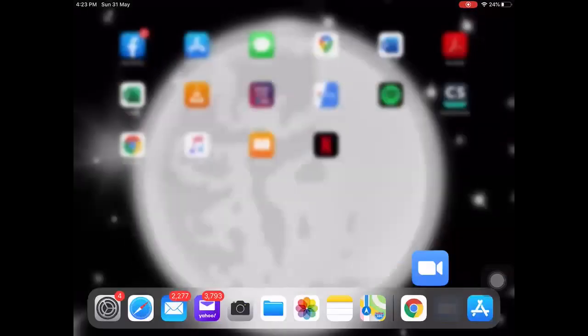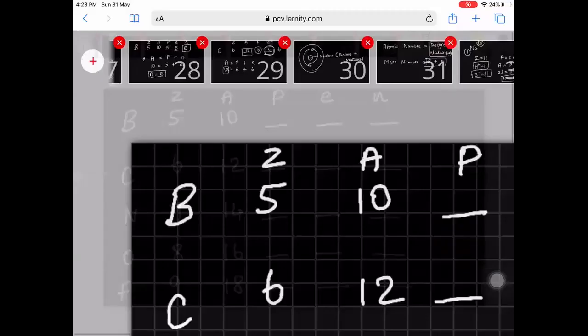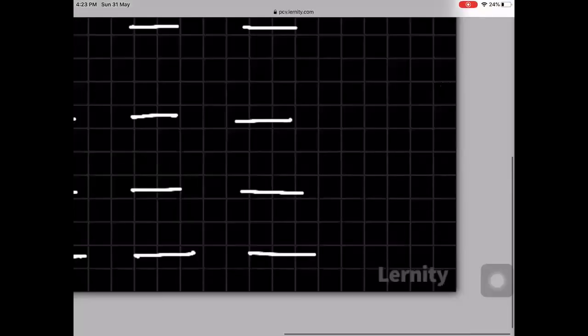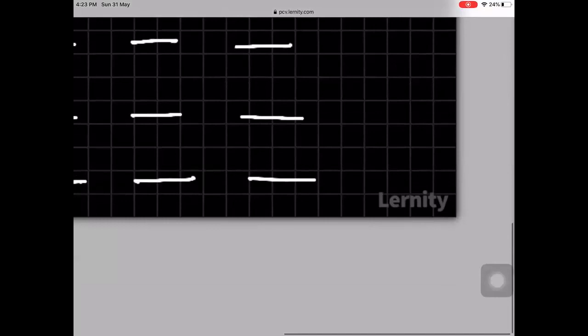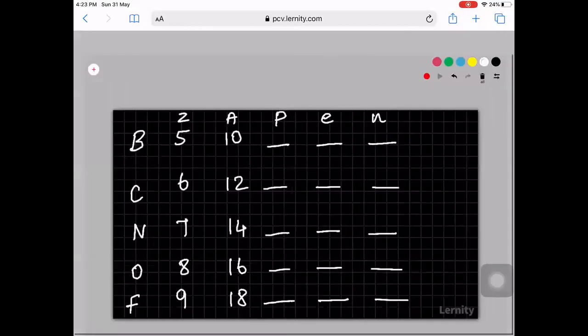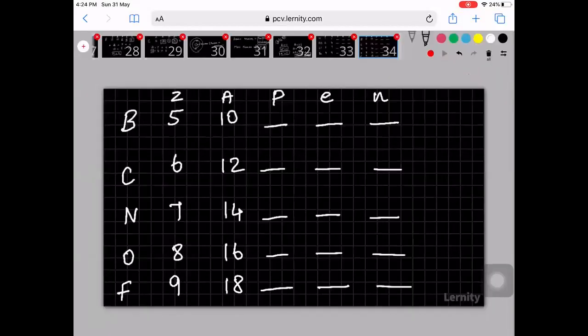So I think now you are able to get the screen. Are all the students able to see the screen? Take your own time and copy.